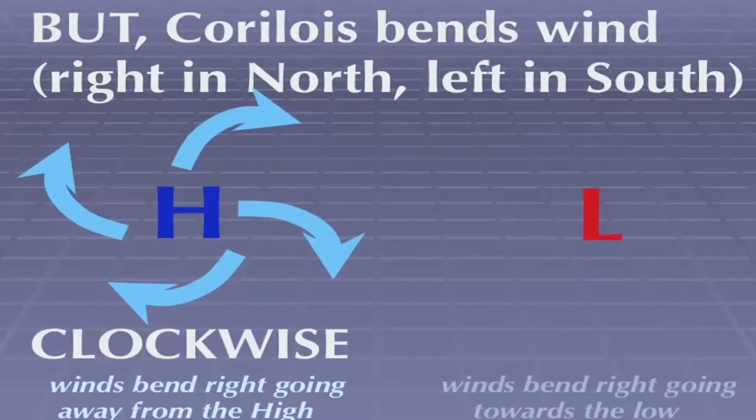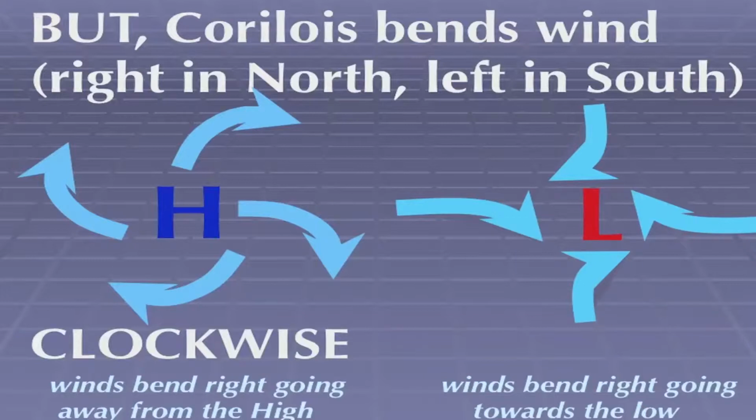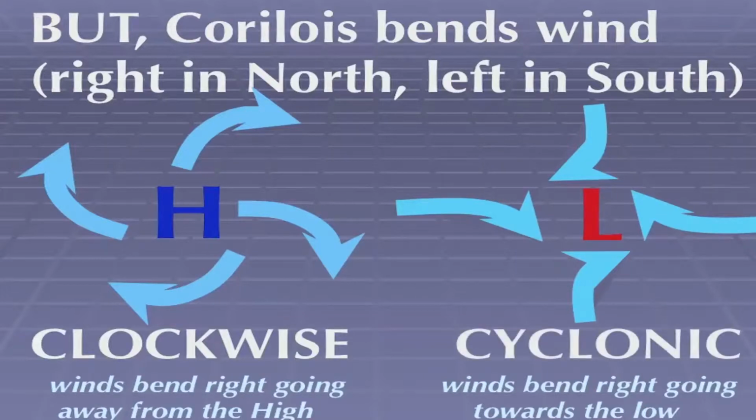The same kind of rule applies to low pressure. The wind is going to come in, it's going to bend to the right, coming in towards the low like this. And the wind's going to end up going around in a cyclonic direction.